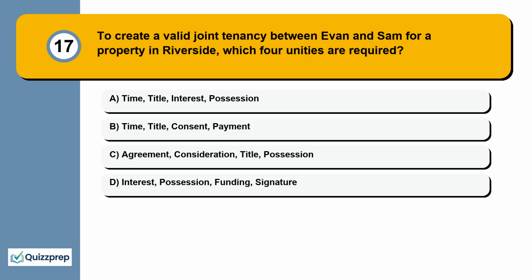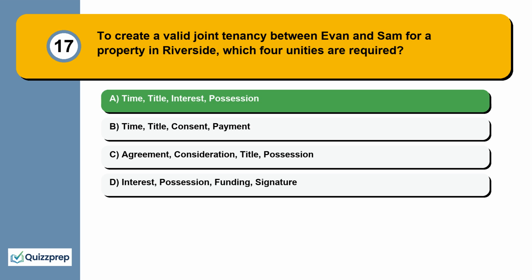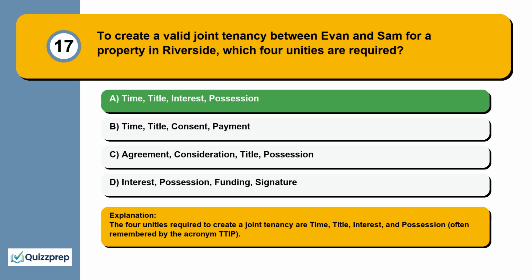Question 17. To create a valid joint tenancy between Evan and Sam for a property in Riverside, which 4 unities are required? Time, title, interest, possession. Time, title, consent, payment. Agreement, consideration, title, possession. Interest, possession, funding, signature. The 4 unities required to create a joint tenancy are time, title, interest, and possession, often remembered by the acronym TTIP.